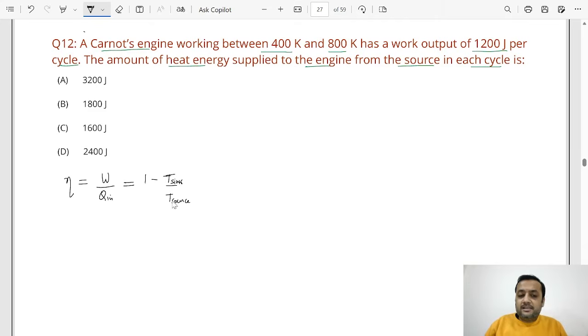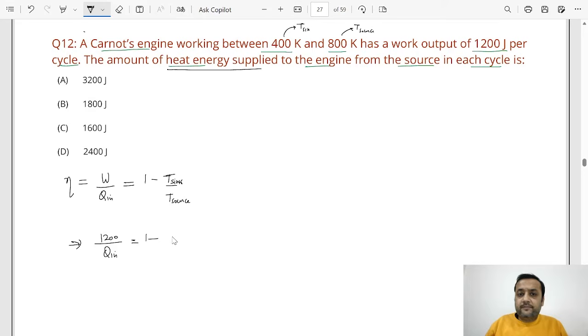T of sink is always less than T of source in the engine. Now in this question, W, the work done output value, is 1200. That means this engine is doing a work of 1200 joules in every cycle. And we have to find the heat energy supplied, that means how much energy you have given. So basically Q in is what the question is asking.